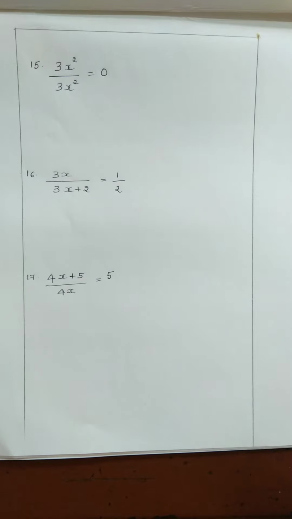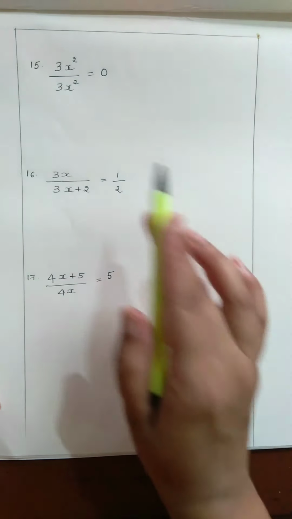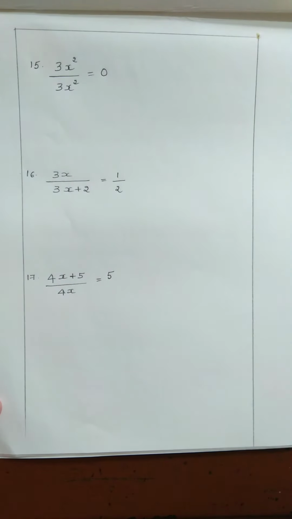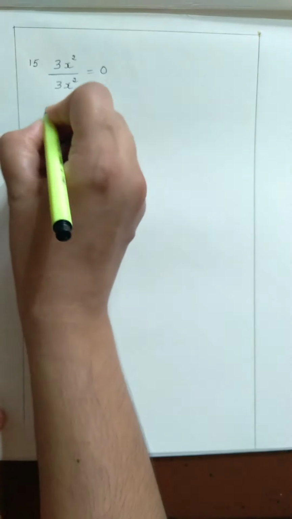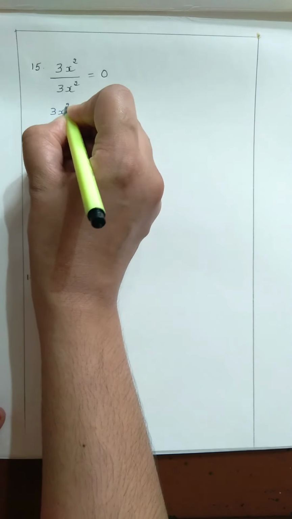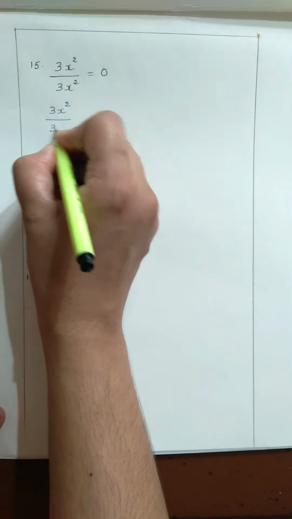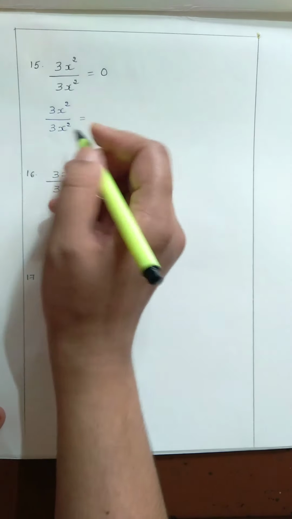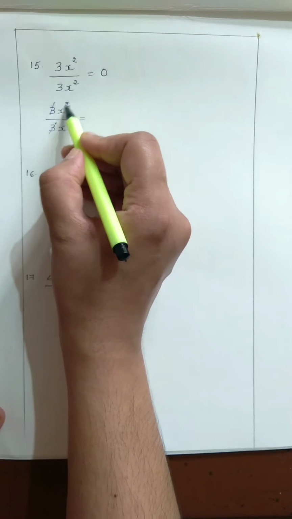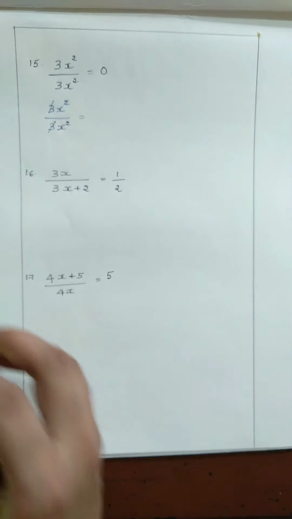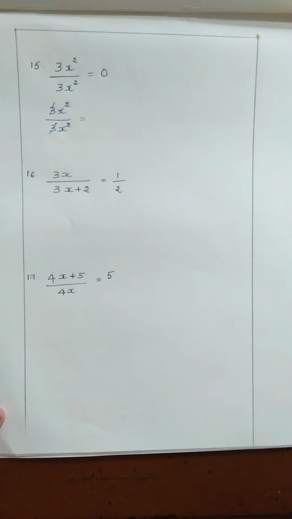Next, consider the 15th problem, in which we have 3x square by 3x square is equal to 0. Again, this is having the error, children, because see here, 3x square by 3x square. In this, 3 of the numerator and 3 of the denominator get cancelled, and x square of the numerator and x square of the denominator get cancelled. Therefore, 3x square by 3x square together get cancelled, numerator and denominator.